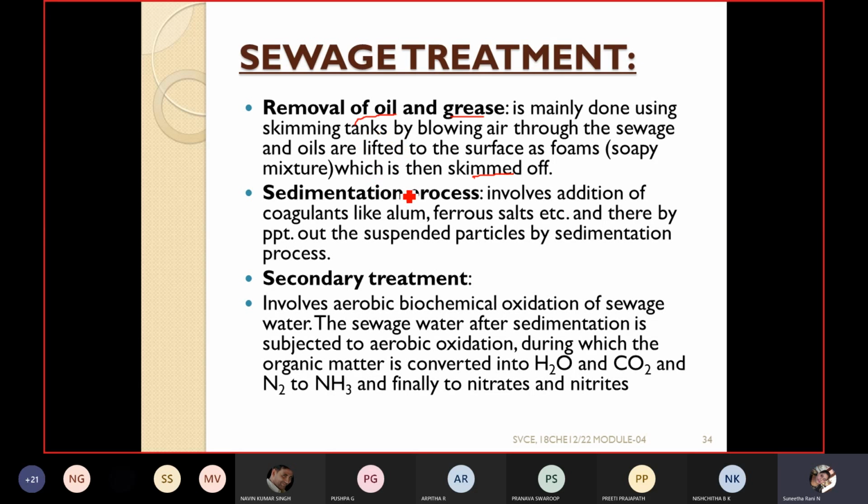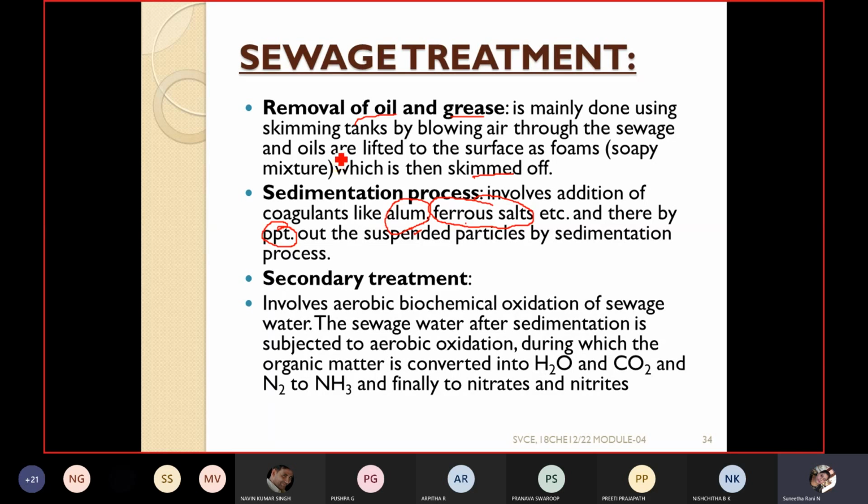The sedimentation process involves addition of coagulants, like alum and ferrous salts. These are called coagulants. When you add these coagulants, what happens? They react with the impurities and settle in the form of a precipitate, which is called PPT. This is called coagulation. Coagulation means combining with the dust particles, and this is called the sedimentation process. To settle it as a precipitate, we add alum and ferrous salts.